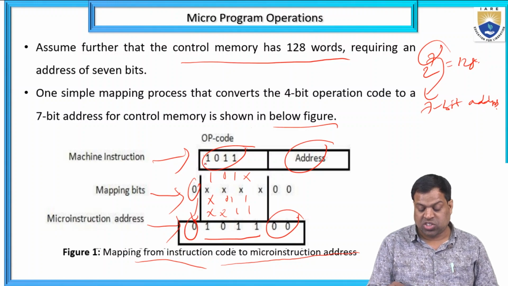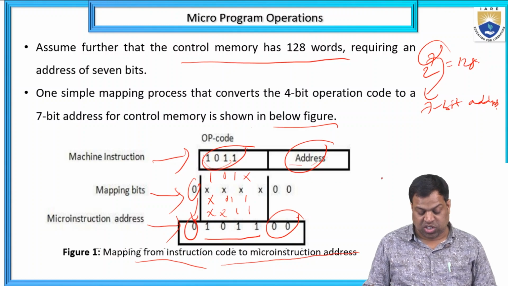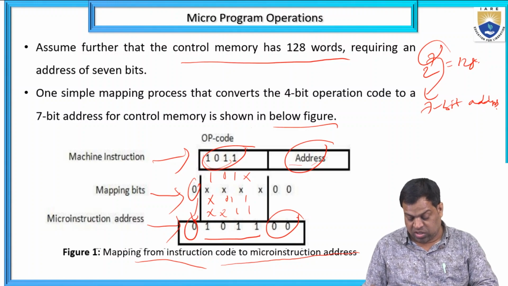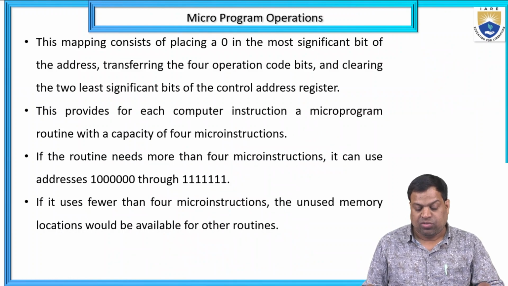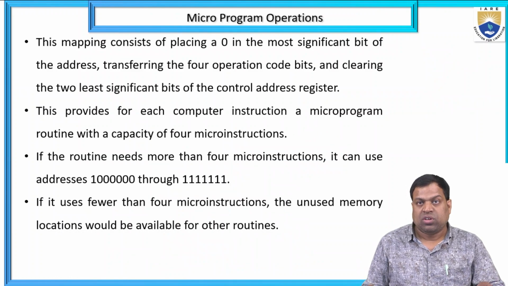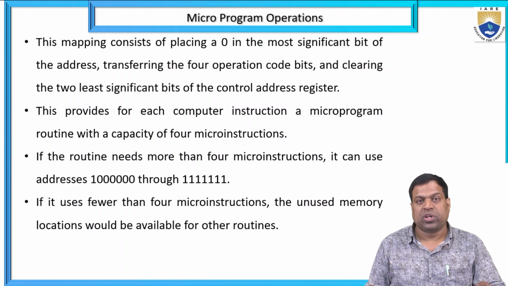So machine instruction with opcode and address and mapping bits and a micro instruction address, and a mapping from instruction code to the micro instruction address. This mapping consists of placing a 0 in the most significant bit of the address, transferring the 4 operation code bits and clearing the 2 least significant bits of the control address register. This provides us, for each computer instruction, a micro program routine with a capacity of 4 micro instructions.